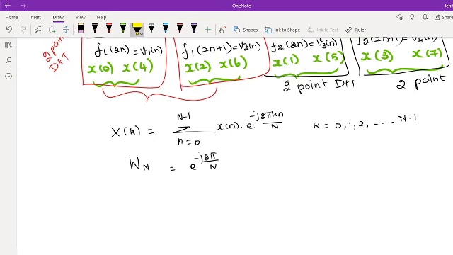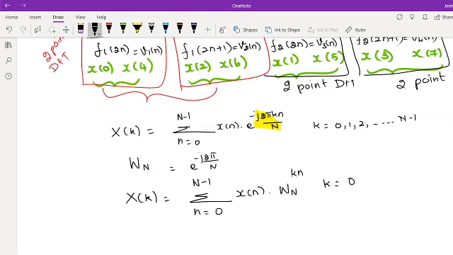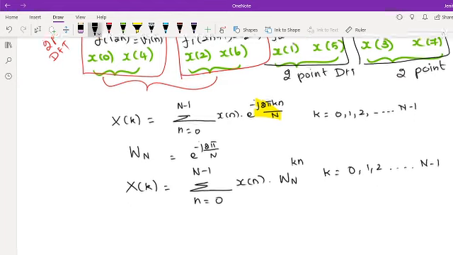Therefore, e power minus j 2 pi by N is replaced by W_N. So X of k is equal to the summation from n equal to 0 to N minus 1 of x of n into W_N power k n. So here also it is an N-point DFT, so the k values are from 0 to N minus 1.